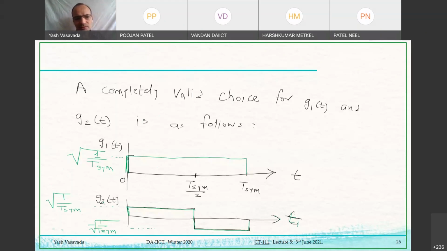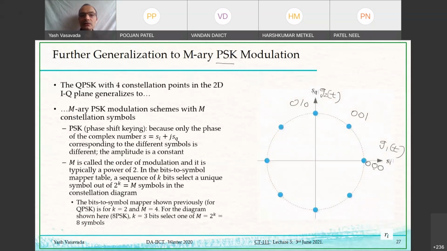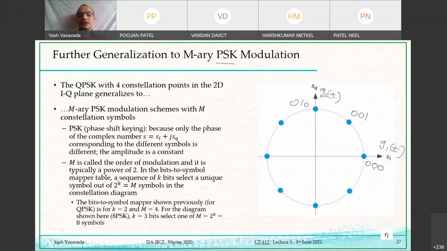So the product G1 and G2 will look like this function. Now, if you integrate, the area of this is positive area, this is negative area, they both are equal, so they will cancel out, you will get 0. So coming back to this M-ary PSK, you can have G1 and G2 like what we just now looked at.